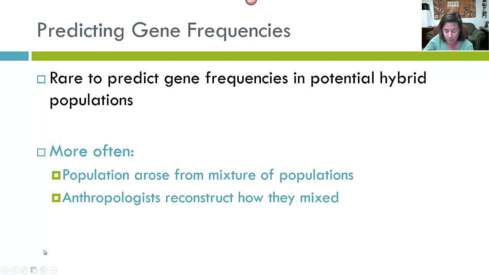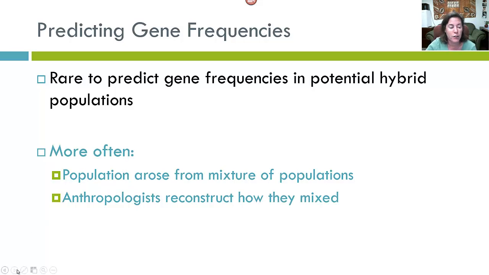I want to point out that it's relatively unusual for an anthropologist to be asked to predict frequencies in a potential hybrid population. We're never really told to combine this population with this population. What we are asked to do, rather, is try to figure out which populations arose from a mixture of what populations. And anthropologists are usually asked to reconstruct how populations have mixed together.